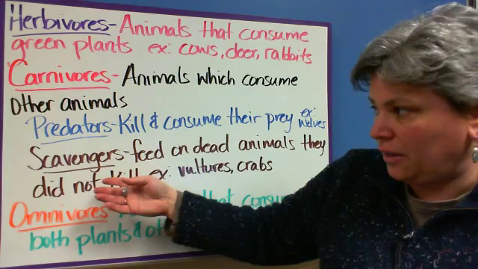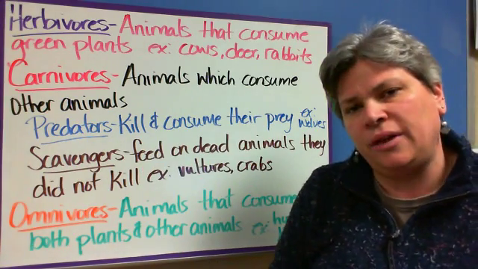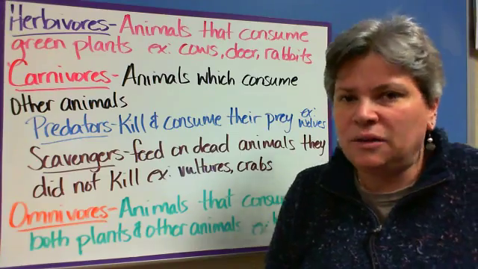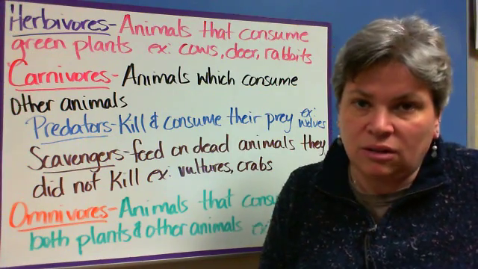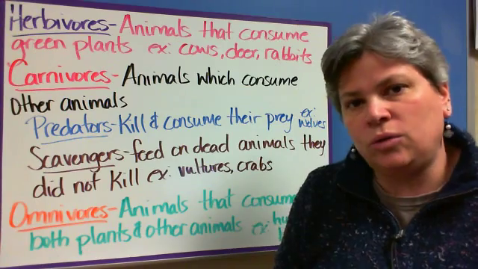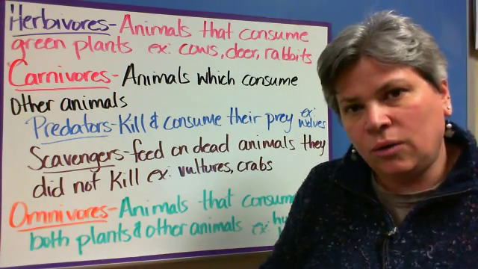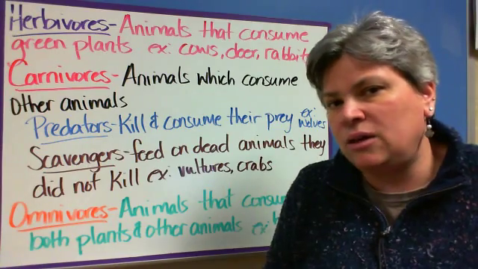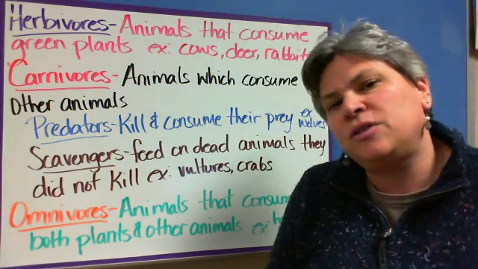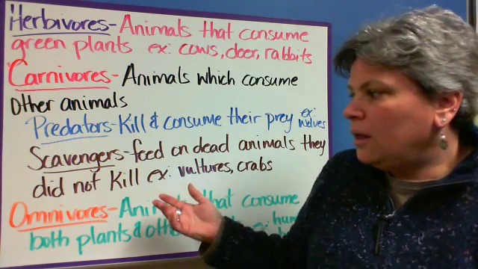A scavenger, on the other hand, feeds on dead animals, but it doesn't kill them. Now, it may sit around and wait until something that did kill it is done eating, or maybe something dies because it's old or sick or diseased, and the scavenger comes along to eat it. Or maybe something scared away the initial predator, and the scavenger's there to clean up the pieces. So a vulture or a crab.